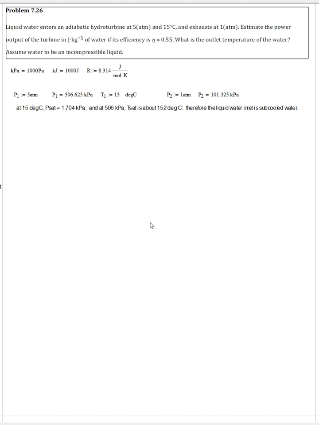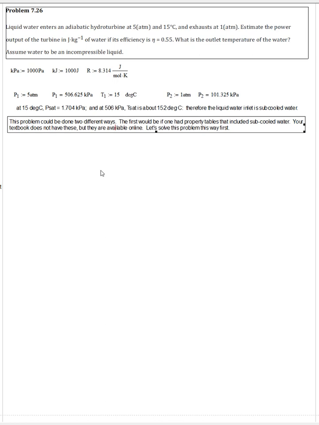So P1 is 506.625 kilopascals, 15 degrees C. We could convert that if we need to, but we really don't need to do calculations with temperature here. And then our outlet is just 1 atmosphere, or 101.325 kilopascals. Now, what we can do is show you that this problem could be done 2 different ways. And I'm going to show you both ways. I have my preference of what I think is easier and maybe a little bit more accurate, but you'll see that we really get pretty close to the same answers either way. But there's 2 different ways to do this.